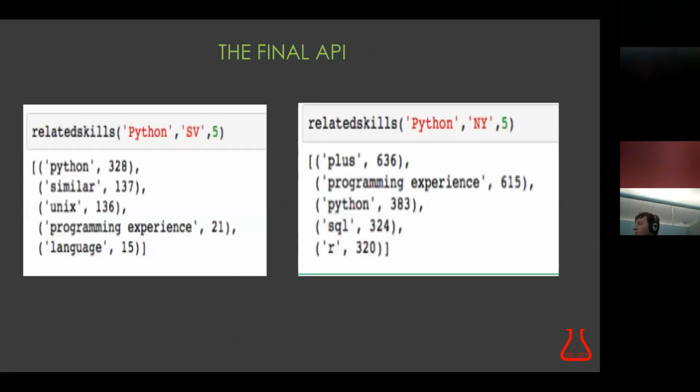So we built an API to analyze some of these relationships, to really simply put in a query: what's the skill that we're looking for, and then the metadata. For this example, we just used the city to subset the data, and then have it return the related skills. So we did some NLP to extract the relationships between the features as related skills, or skills that go together. And here you can see some of the differences between New York and Silicon Valley for Python.